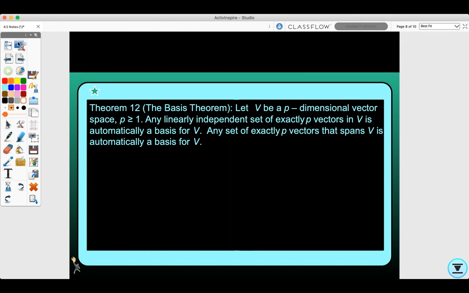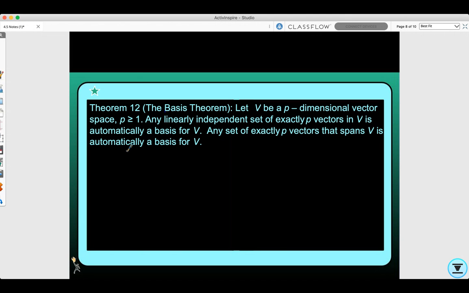Theorem 12, the basis theorem. Let V be a p-dimensional vector space, p greater than or equal to 1. Any linearly independent set of exactly p vectors in V is automatically a basis for V. Any set of exactly p vectors that spans V is automatically a basis for V. So we have the set of p elements, and the dimension of V equals p.